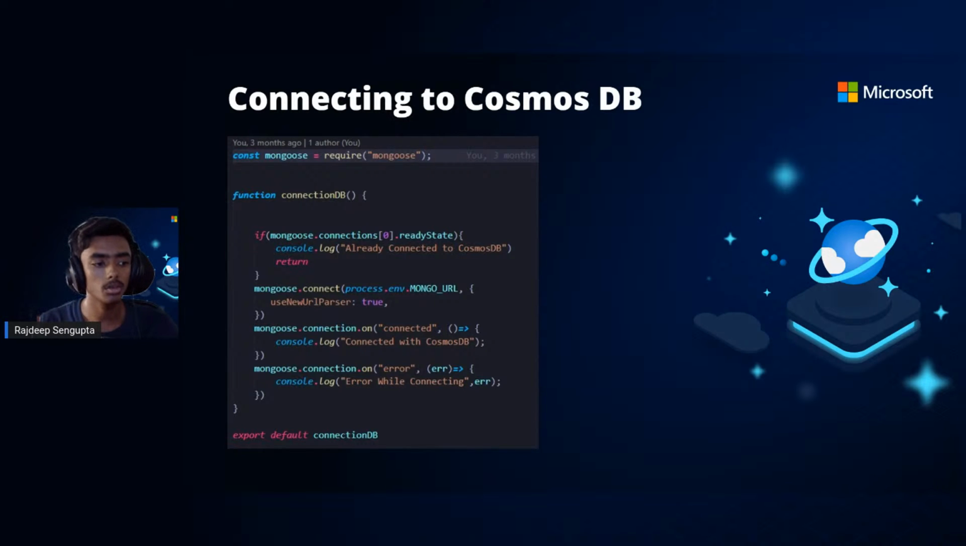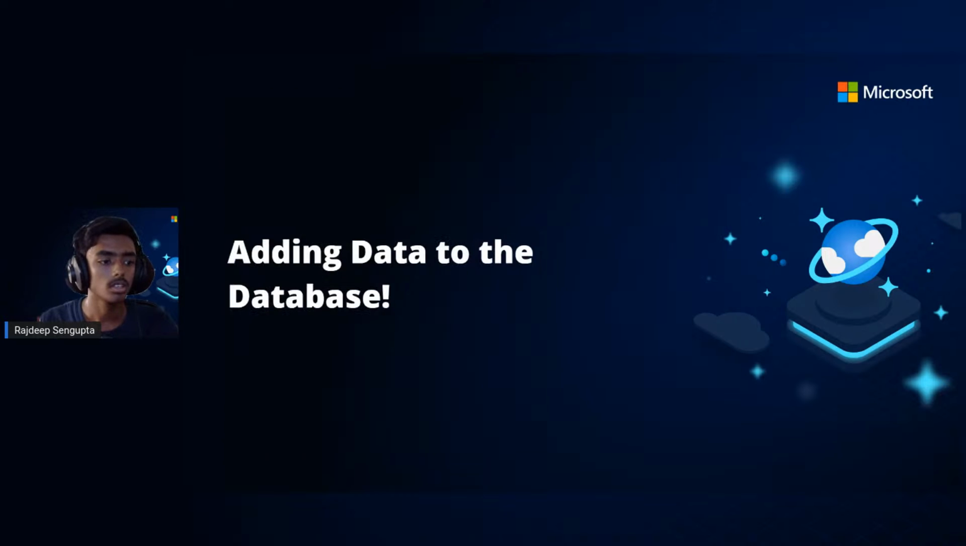Now after that, we are simply saying that if the Mongoose connection is connected, then we will console log that it is connected to the database. And if any error occurs, we'll simply log that error while connecting, along with the error itself. Now in the next part, we'll be adding some data to the database.